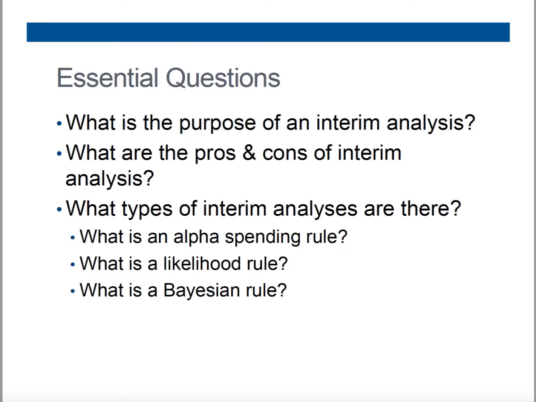So what is the purpose of an interim analysis? What are the pros and cons of them? And then what types of analyses are there? And what are the types of rules? So alpha spending rules, likelihood rules, and Bayesian rules are all used for interim analyses to stop a trial early.